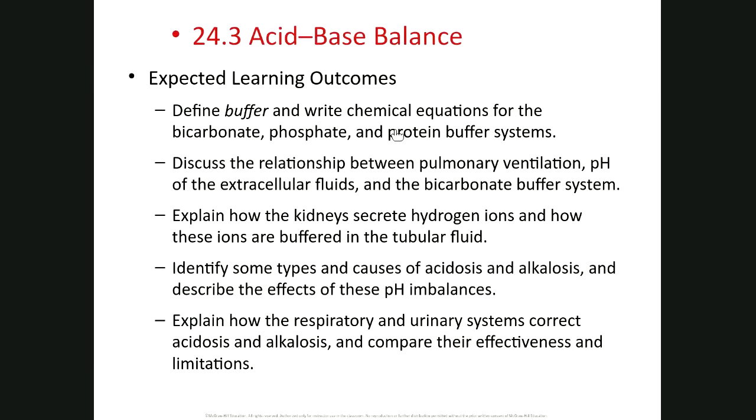Now, the third part, you got your acid-base balance. Here we will define a buffer. We'll define the different types of buffer, by the way, which is bicarbonate, phosphate, and protein buffers. We also will define how the kidney controls hydrogen ions and how we actually save or let it go, depending on the acid-base balance. We'll define the types of acidosis and alkalosis, and then also see if it's the respiratory or urinary system that's helping to balance this.